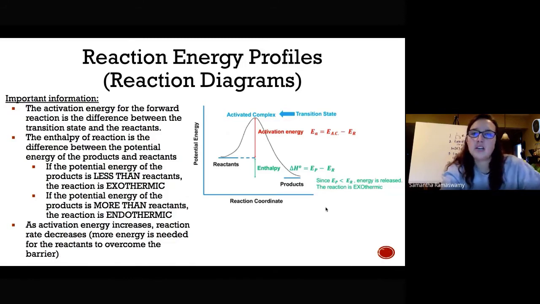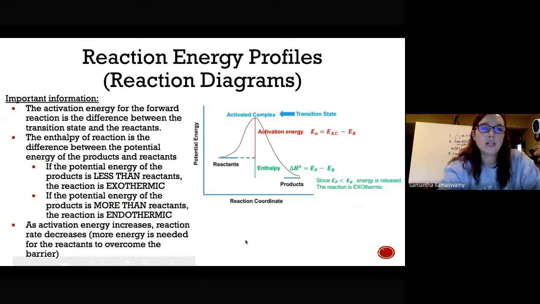So these reaction energy profiles, or energy diagrams, show us the energy of the reactants and the energy of the products, which allows us to look at enthalpy, which is delta H. Remember, that's telling us if it's exothermic or endothermic. This also shows us the activation energy. The activation energy is the energy needed to get from the reactants up to the transition state, or the activated complex. And then we can see how hard it is for reactants to become products.